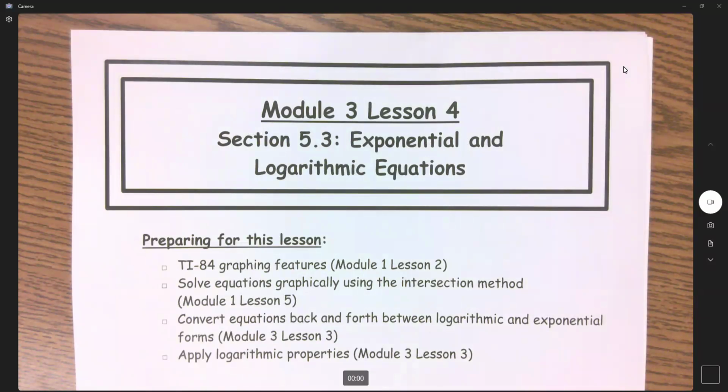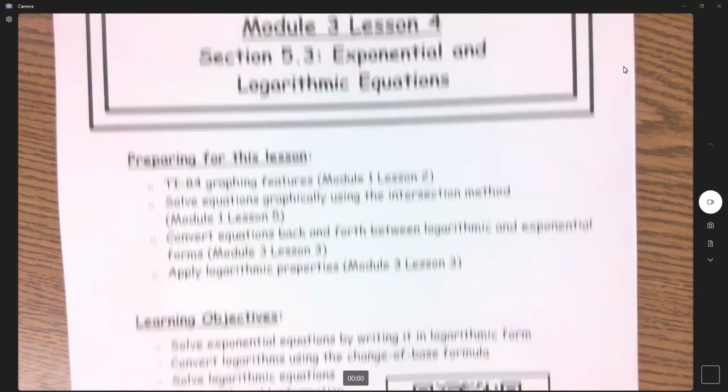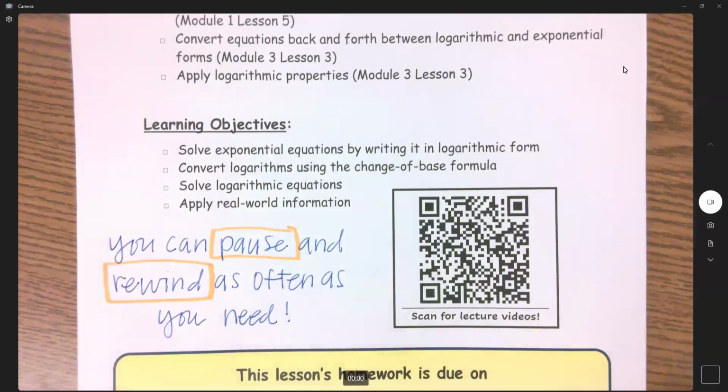You need to be able to convert equations back and forth between logarithmic and exponential forms, and then also be able to apply logarithmic properties. The learning objective is to solve exponential equations, writing it in logarithmic form. We need to be able to convert logs using the change of base formula. And you need to be able to solve exponential equations as well as apply real-world information.